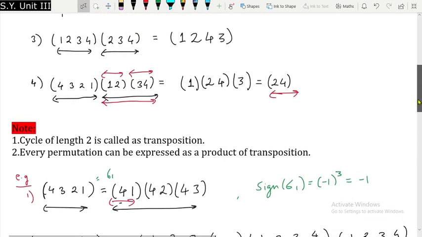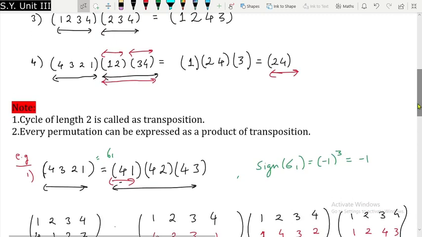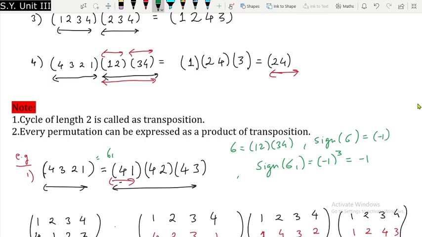Talking about this element, if I have, let me say, sigma is equal to 1, 2, 3, 4. So what will be the sign of this sigma then? In this case it is going to be minus 1 raised to 2, because it is a product of two transpositions, and the sign in this case is going to be 1.